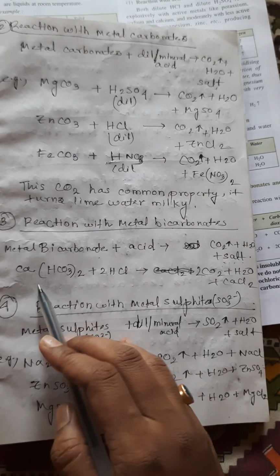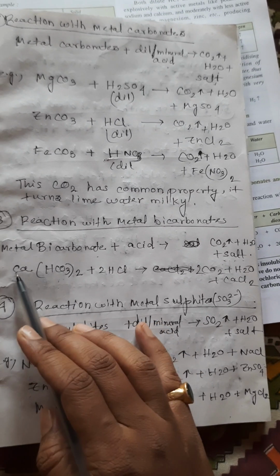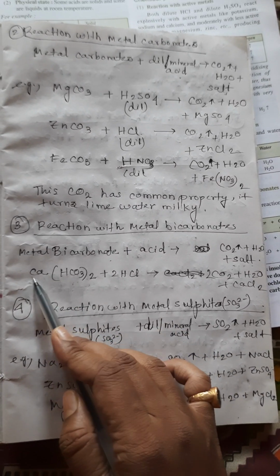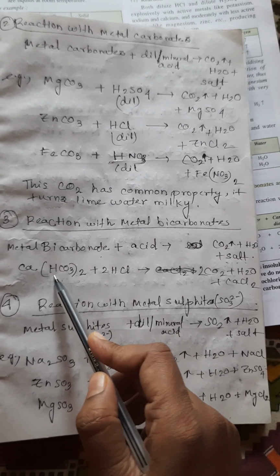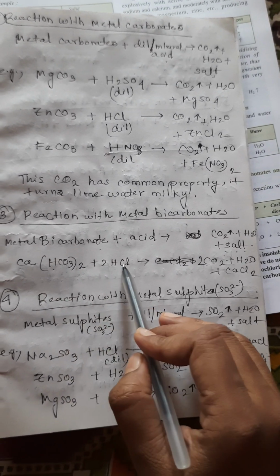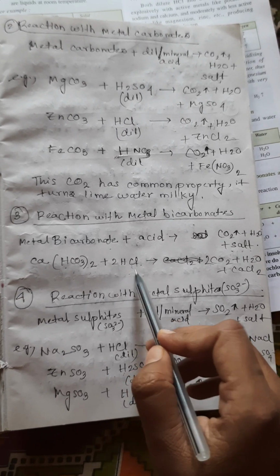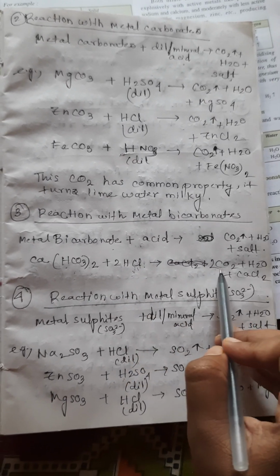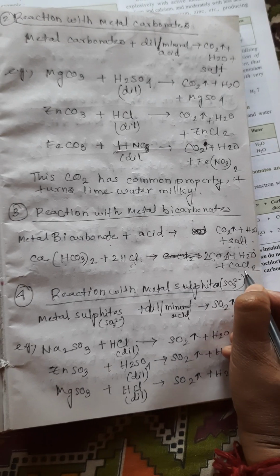So we have taken this equation. First of all, what is the name of this compound? Calcium, not carbon. This is calcium hydrogen carbonate, or you can say calcium bicarbonate, because here a hydrogen atom is present. When it reacts with hydrochloric acid, a dilute mineral acid, it produces carbon dioxide gas, water, as well as the salt, calcium chloride.